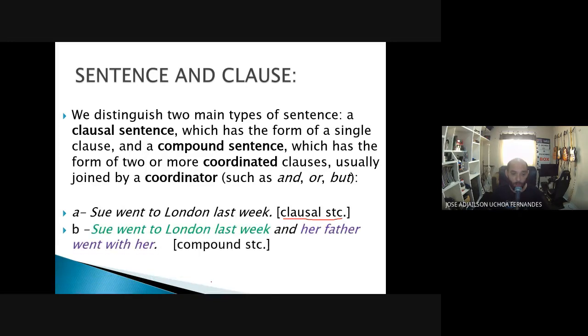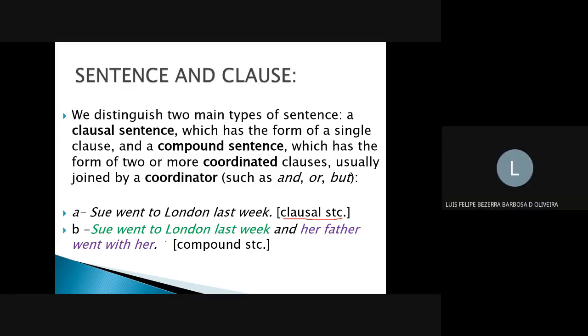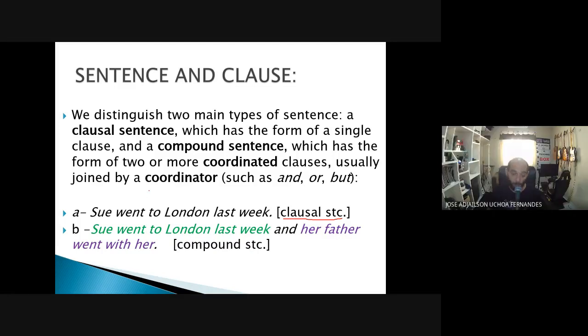Now, take B. Sue went to London last week, and her father went with her. How many sentences do I have here? Sentences basically have punctuation, like a period, a question mark, and so on. We have how many sentences? One. But we have two clauses. Let's prove this. I can separate these two clauses here. The one in green, Sue went to London last week, that we have already discussed, and her father went with her.